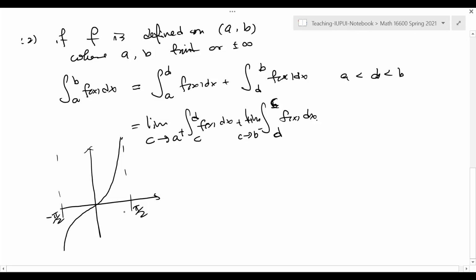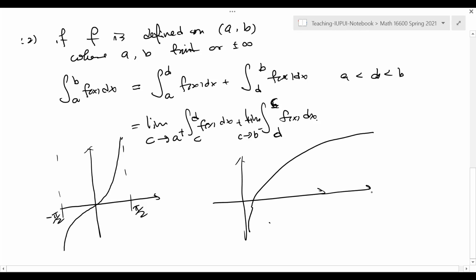So how do you define the integral? You have to take two limits and choose an arbitrary point in between them. Another case is that it could be like this from this point, could be like that.